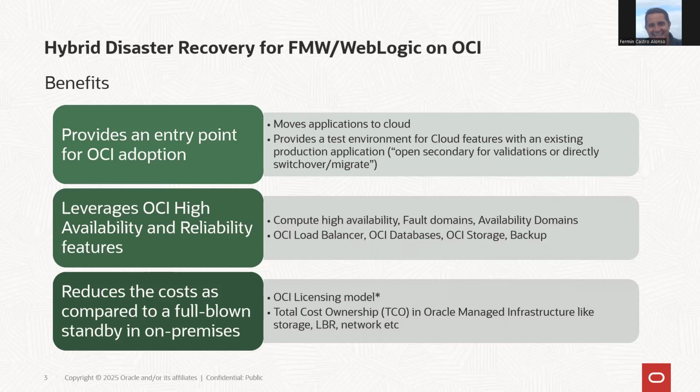We provide redundancy for compute instances at the fault domain level, availability domain level, but we also provide redundancy for components such as the load balancer, the storage, and all that is inherited. All that is provided out of the box for the cloud infrastructure, and you don't need to implement it yourself. It's a number of features and capabilities that you get for free.